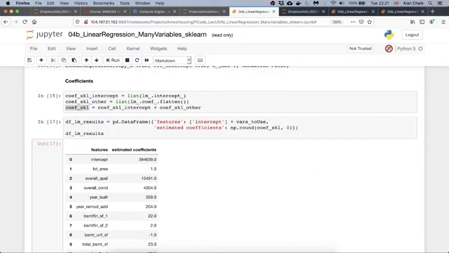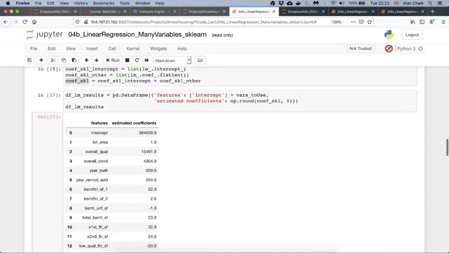What does this show? The intercept is 384,000. Lot area has a coefficient of 1. Overall quality has a coefficient of 15,491. You can see these coefficients are very different. They're not really on the same kind of scale.